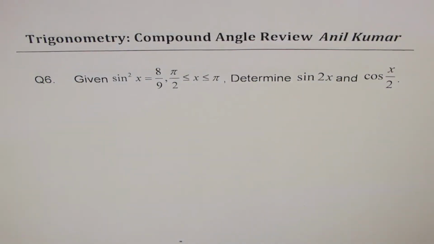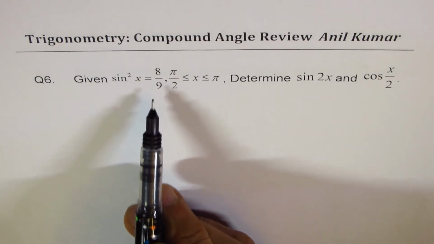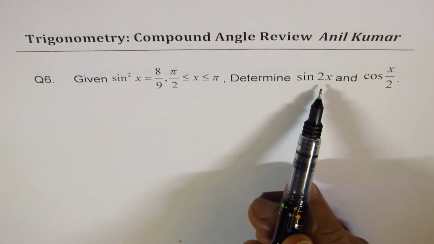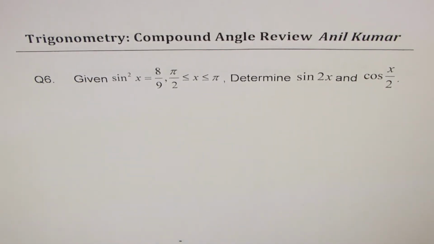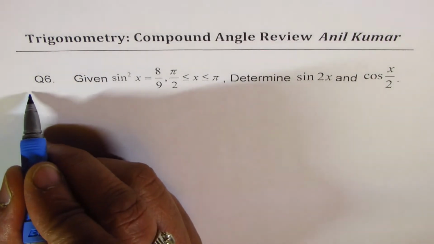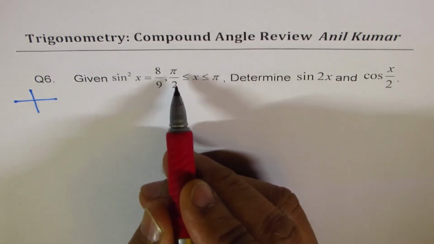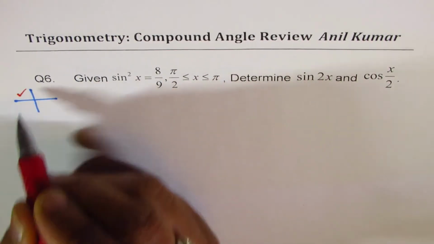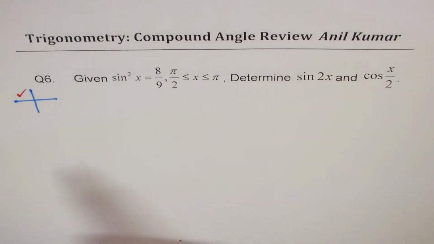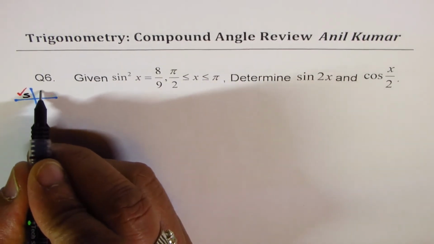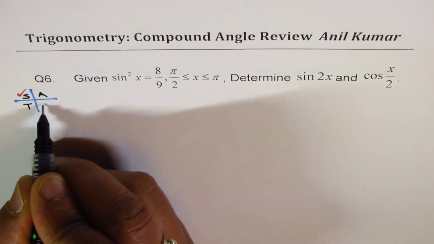Question number 6. Given sine square x equals 8 over 9, x is between pi by 2 and pi, determine sine 2x and cos x by 2. Now we are entering into half angle and double angle formulas. We are given that the x value is between pi by 2 and pi. That means we are in quadrant 2. So in quadrant 2, only sine is positive, right? As you know, all are positive in 1, tan in 3, and cos in 4.